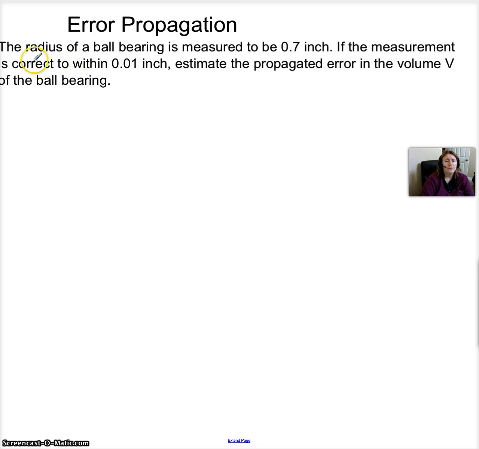Okay, let's look at this problem right here. The radius of a ball bearing is measured to be 0.7 inches. So I'm going to let my radius equal 0.7 inches. If the measurement is correct to within 0.01 inch, so that tells me that my delta r is between negative 0.01 and positive 0.01. Estimate the propagated error in the volume of the ball bearing. All right. Well, volume of a sphere is 4/3 pi r cubed.